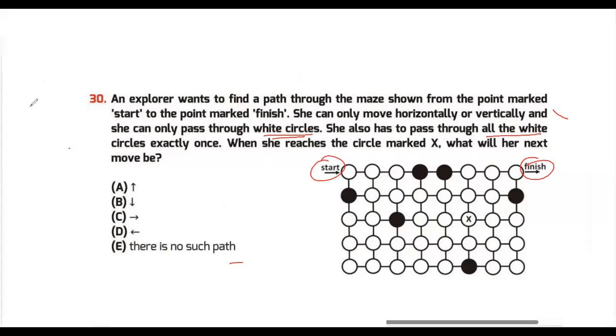So let's just start. So how do we go? So I'll go like this. Then you go like this, then you go like this, then you go like this. I need to cover all the white circles. So I'll go like this, then like this, then like this, then like this, like this. Correct? So I have crossed all the white circles. And so when she reaches the circle X, what will be her next move? So you're going down. So my answer will be option B.